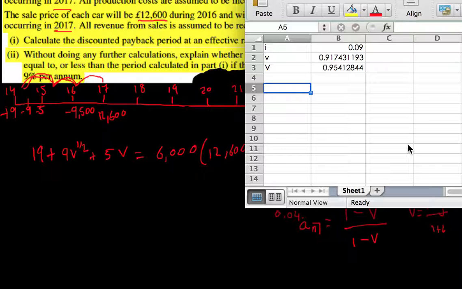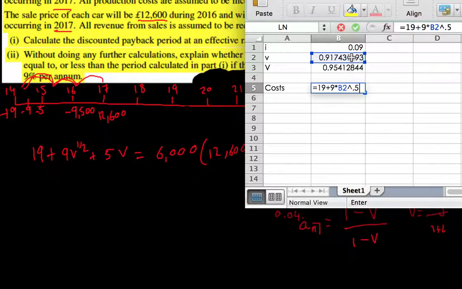And here we go. So now let's find out what the costs are going to be equal to. So I'll just write it like this and say that we've got 19 million plus 9 million multiplied by the discount factor to the power of half, and we're still using our regular discount factor, plus 5 million.